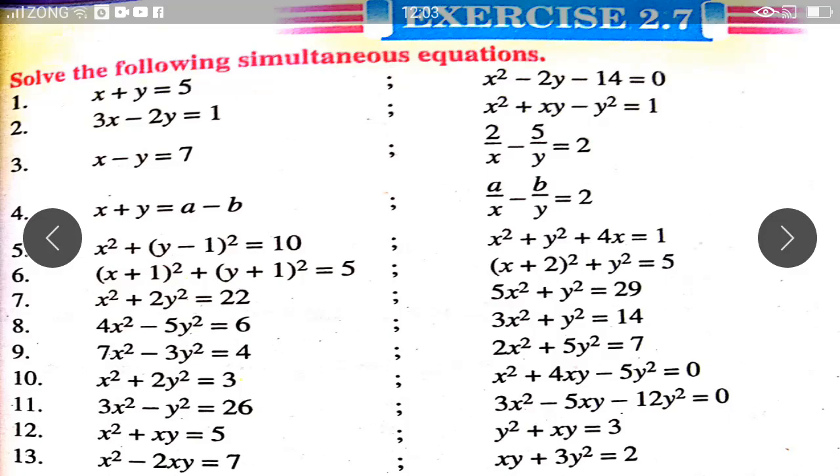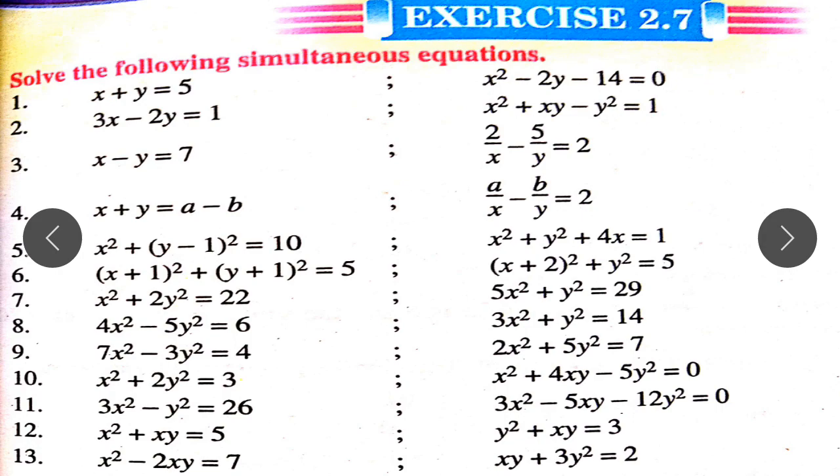Dear students, exercise 2.7 is your homework for today. As it was discussed in the online class, in exercise 2.7 you will come across different types of equations which need rational thinking, where you have to be very thoughtful about how you proceed in order to solve each of these equations. Let's go with equation number 1 and 2.